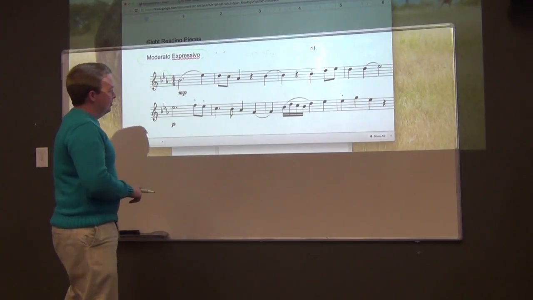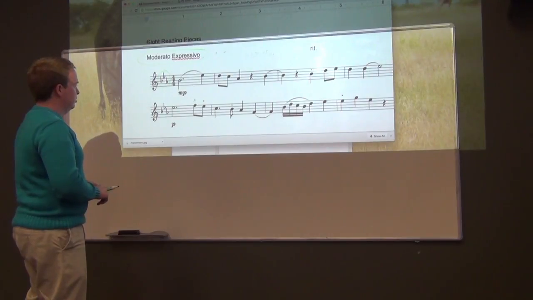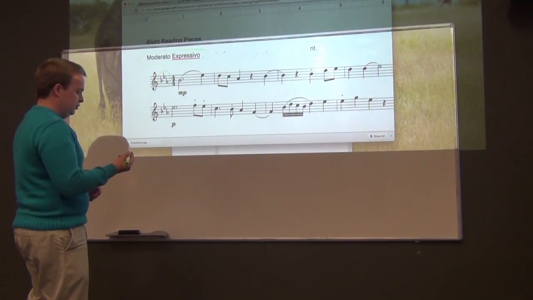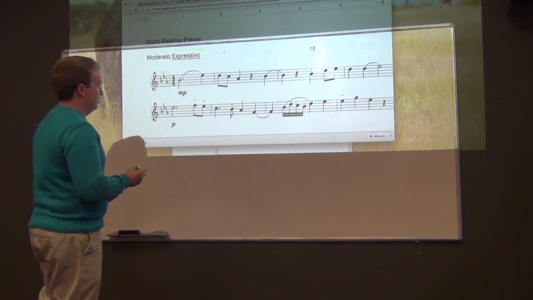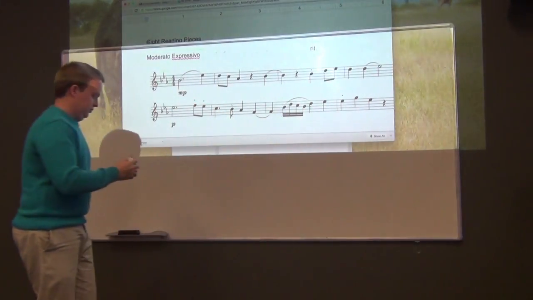Now rhythm. So with rhythm, you want to circle what you think is the hardest rhythm that you really want to learn before you sit down and try to read the piece. Okay, good. All right, everybody give Noah a good hand.